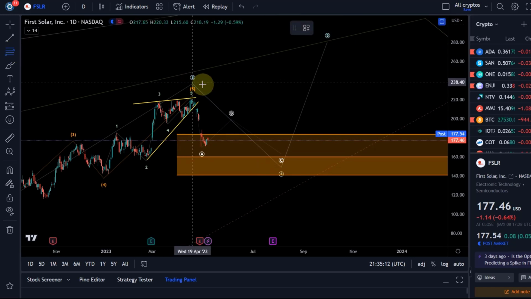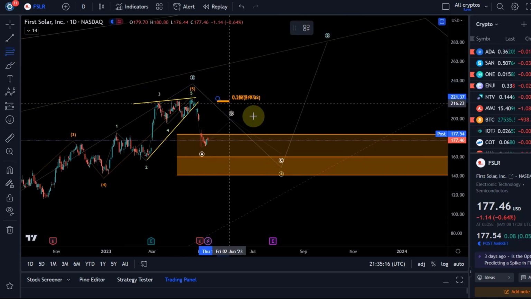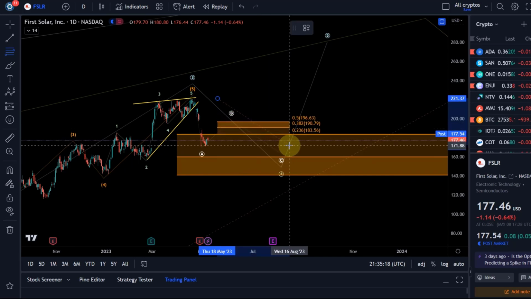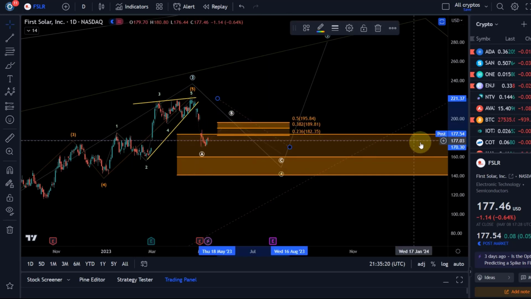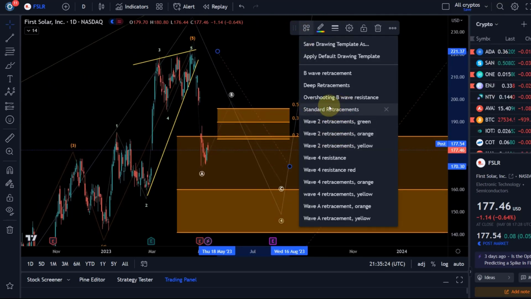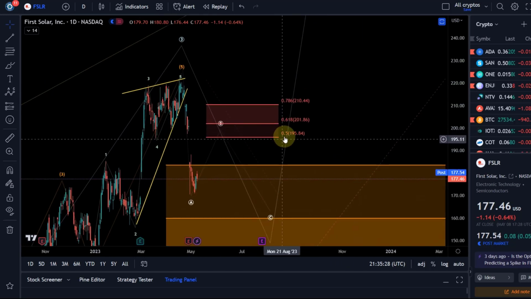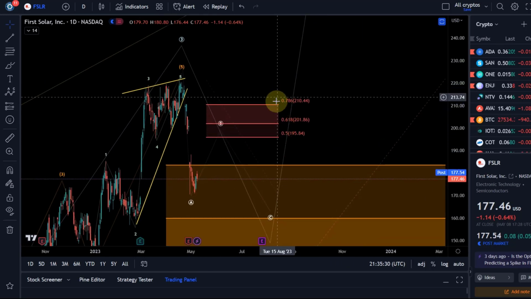What is resistance for B? So I can give you sort of a target for B, or let's say resistance. But I have to assume A wave bottomed. I don't have the evidence for it. But this would be the resistance for the B wave. Here, between 195.84 and $210.